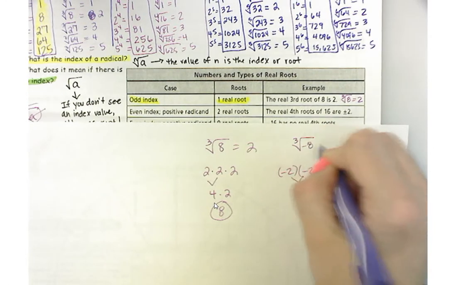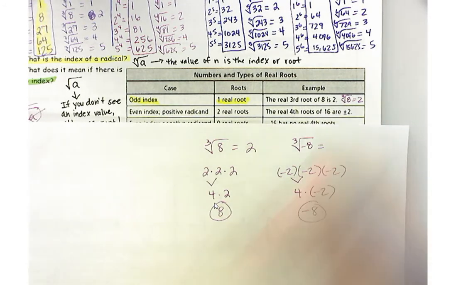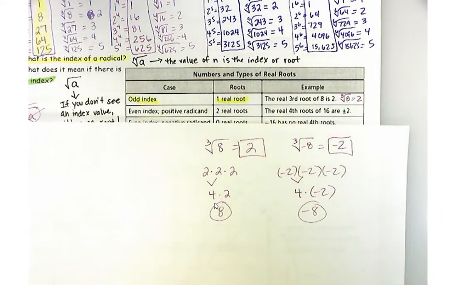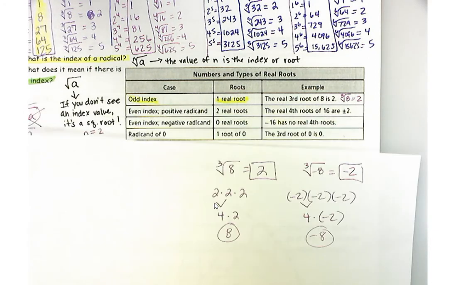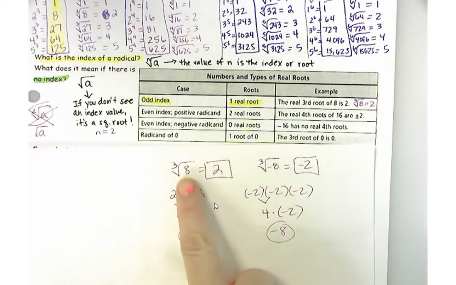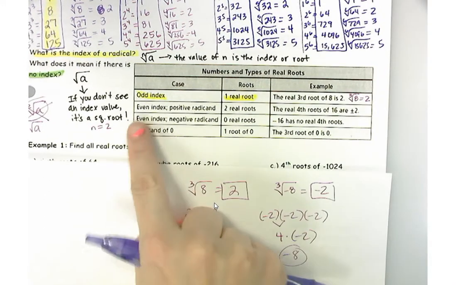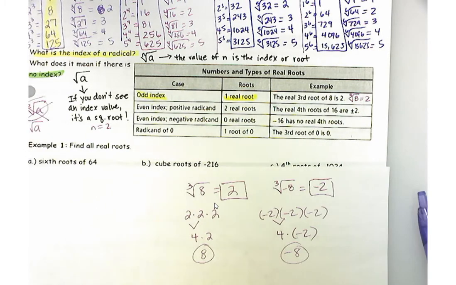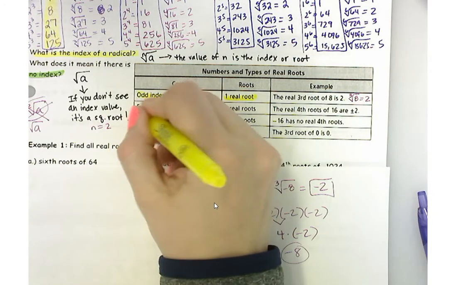So it says even index, positive radicand. What do we think the radicand is? Yep, it's the number underneath your radical. Okay, so I will use the term radicand, and we do need to know what that means. So if it's an even index and you have a positive radicand, so a positive number underneath the radical, there are going to be 2 real roots.